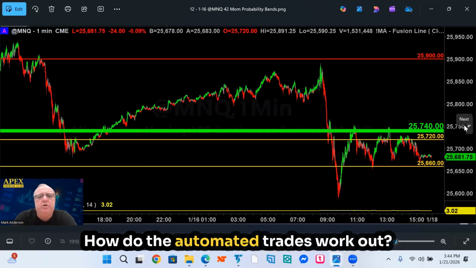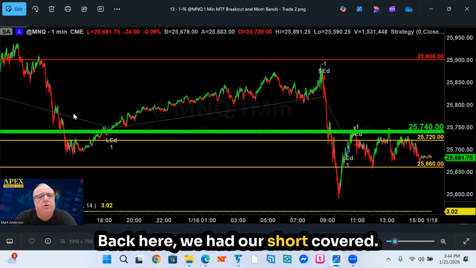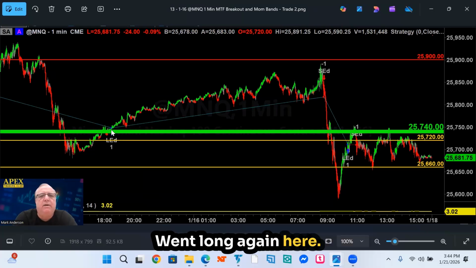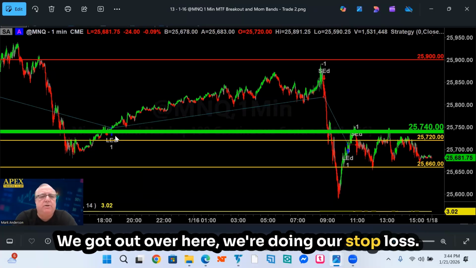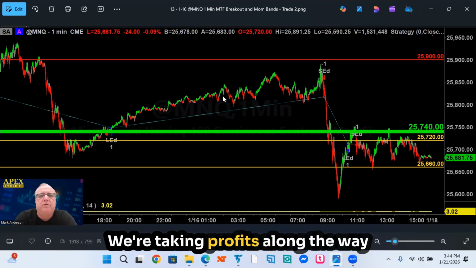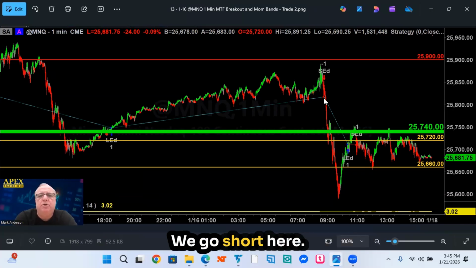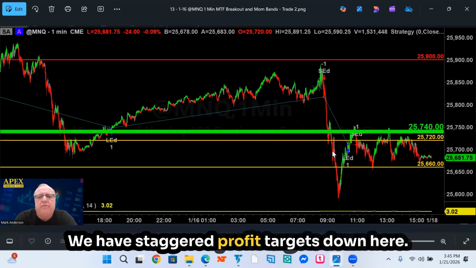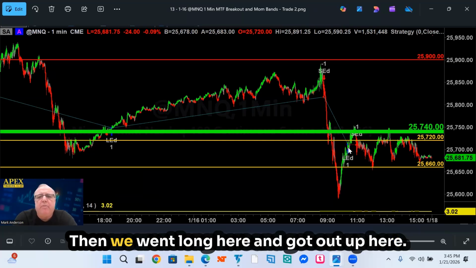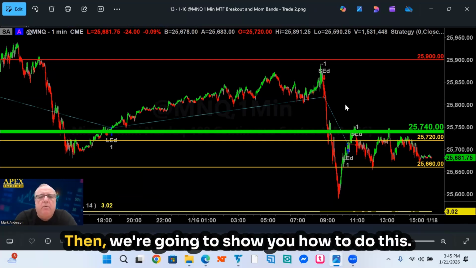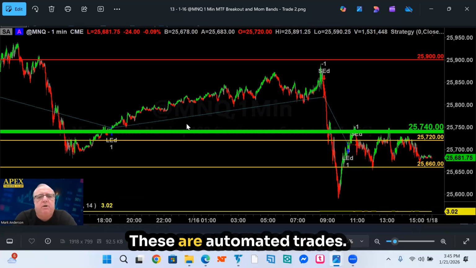How do the automated trades work out? Back here, we had our short. It covered, went long again here. We got out over here. We're doing our stop loss. We're taking profits along the way with our staggered profit targets. We'll show you how to do that. We go short here. We have staggered profit targets down here. Then we went long here and got out up here. And then we're going to show you how to do them. These are all automated trades.